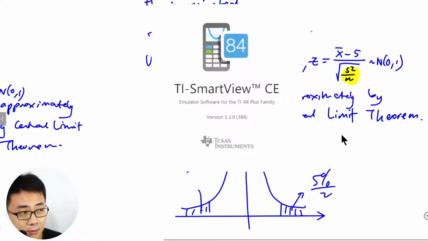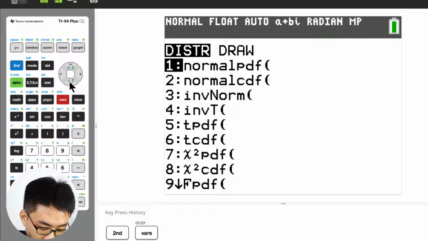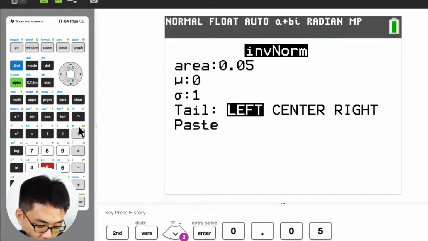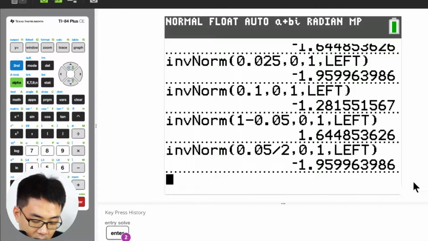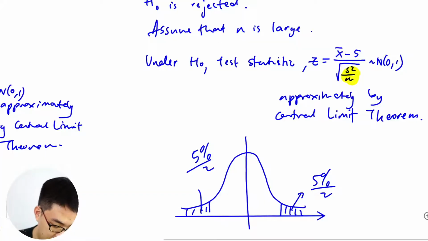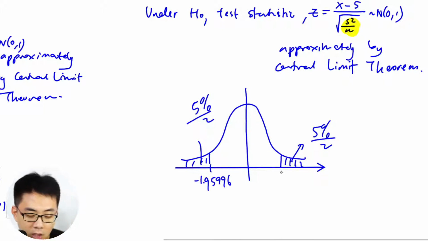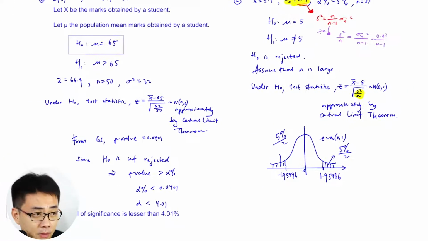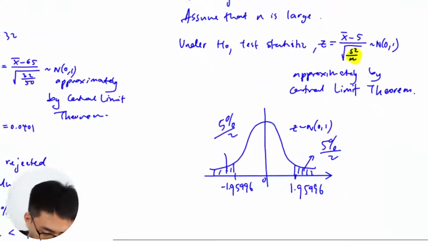Now don't use center. Please don't use center. I cannot stress this more because center is really bad. What I would suggest is just inverse norm, one side, 0.05 divided by 2. Then the left side will do. And you get negative 1.95996. Just know that this will be symmetrical about 0, so this will just be a positive value here. Okay? It will just be a positive value. Now, once you're done already, you know that H naught is rejected.